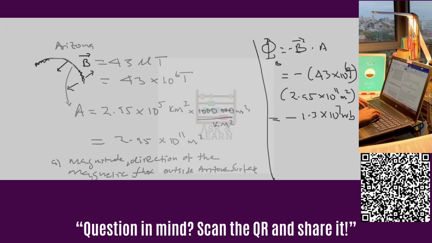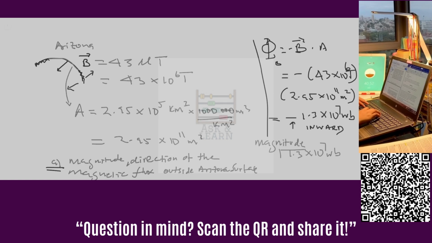Webers. But since our goal is to find the magnitude and direction on the rest of the surface, it's going to be the opposite of that. The negative sign just means that it's pointing inward. That's for Arizona, it's pointing inwards. But our main interest is for the rest of the surface other than Arizona, so we'll say that it's going to be the opposite of that. And so the magnitude would be 1.3 times 10 to the 7 Webers.